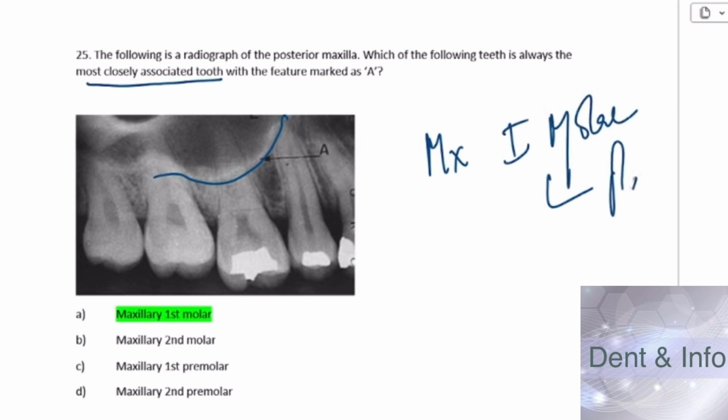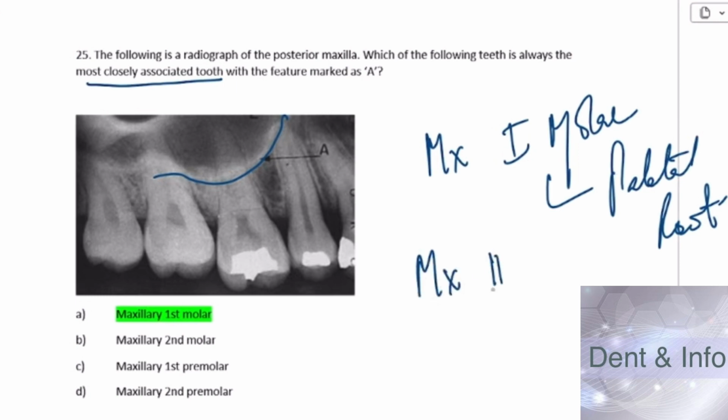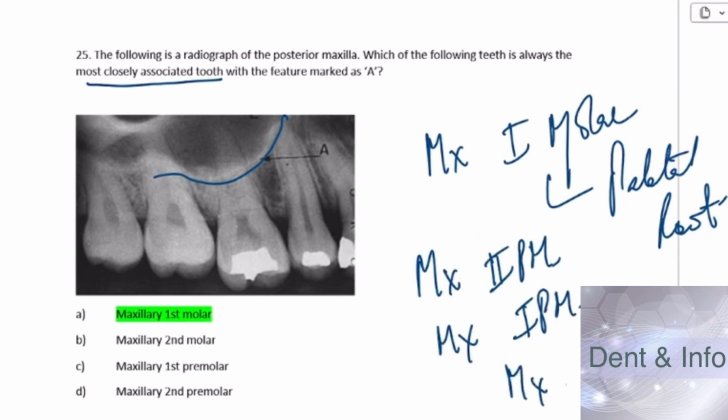Which root to be more specific? Palatal root. So maximum chances during extraction of maxillary first molar, root getting dislodged into the sinus, creation of oral antral fistula. If there is any periapical infection, creation of oral antral fistula. Okay. Second closest is maxillary second premolar, then maxillary first premolar, and then comes maxillary second molar. So here the closest association is with maxillary first molar, right?